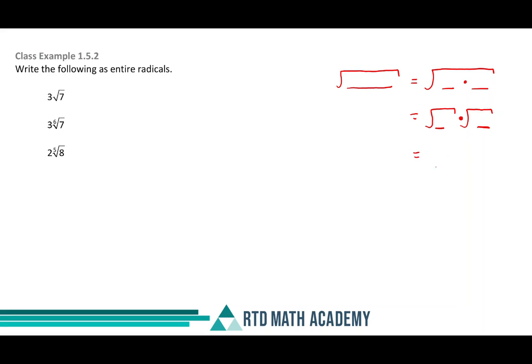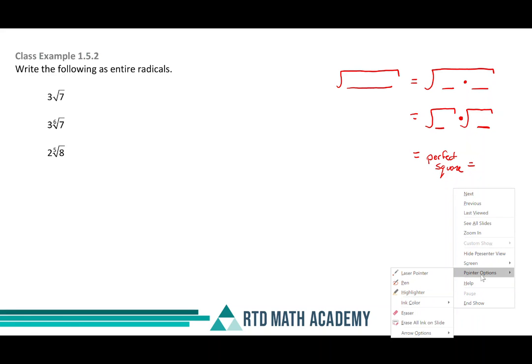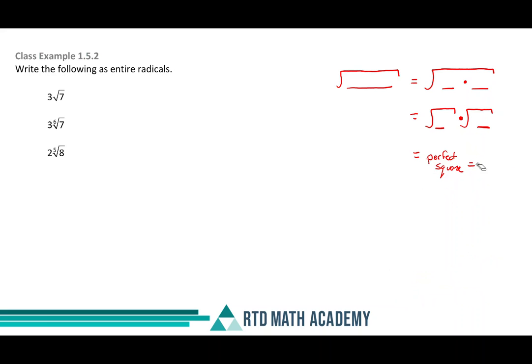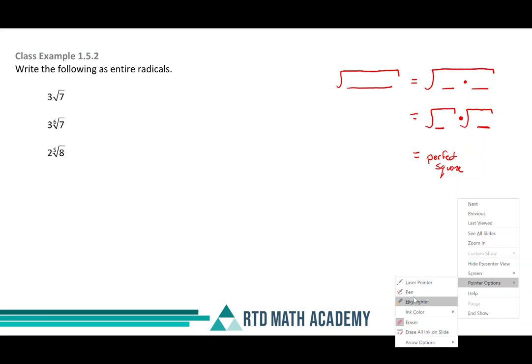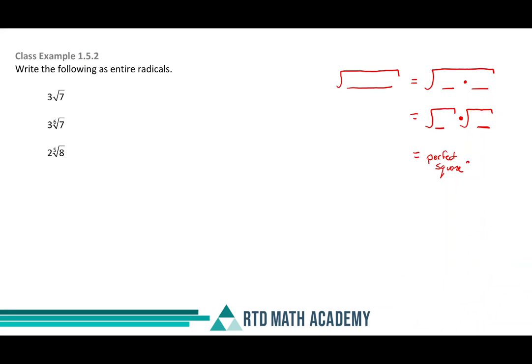And then what we did is we were looking for a perfect square, right? That perfect square turned into a nice coefficient. And then we were still multiplying it by a radical. So it looks a little something like this. That perfect square would then be multiplied by whatever we had left going. So we're going to reverse that process.